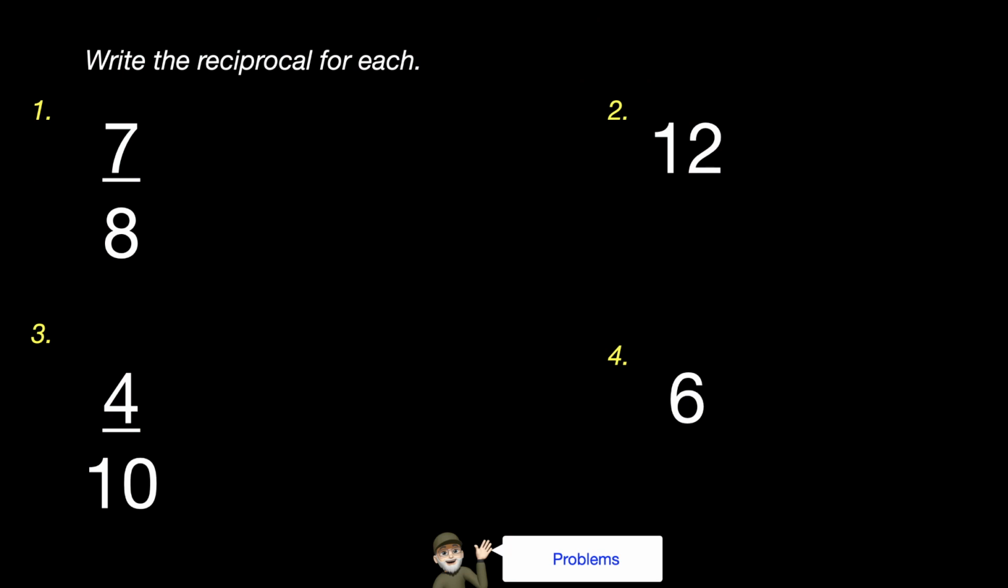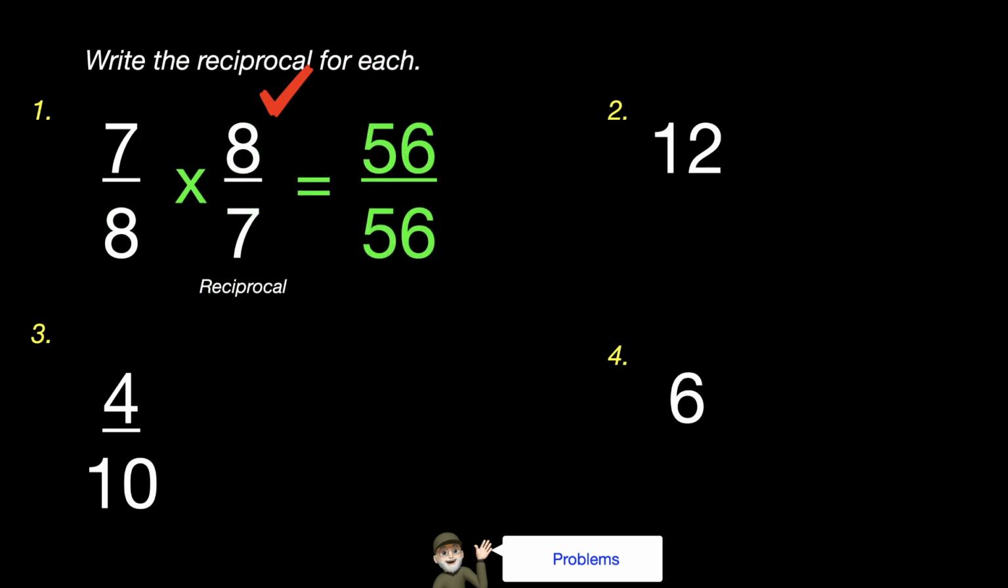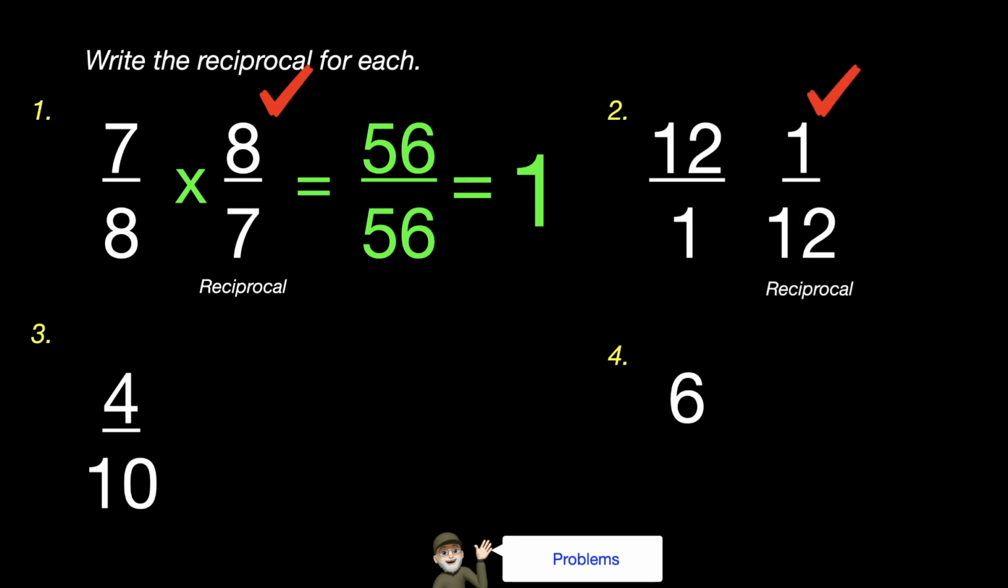Number 1, 7/8. The reciprocal, if we flip it, would be 8/7. And if we check it with multiplication, we would get a whole fraction of 56/56, which is equal to 1 whole. Number 2, 12 is a whole number. We rewrite that as a fraction, take that and flip it, and we get 1/12, and that's the answer. That's the reciprocal. And we could check it and make sure by multiplication.